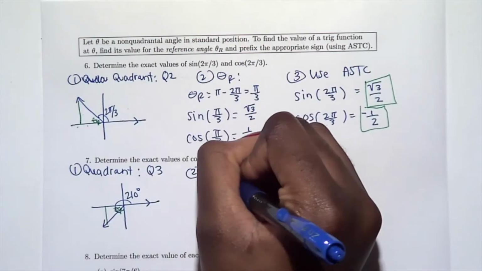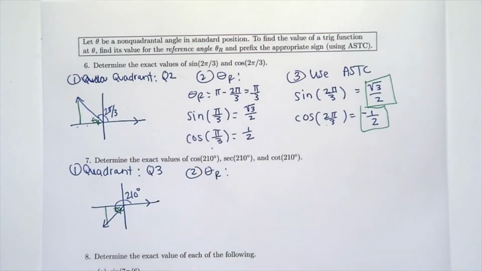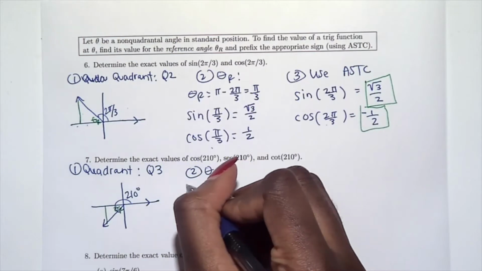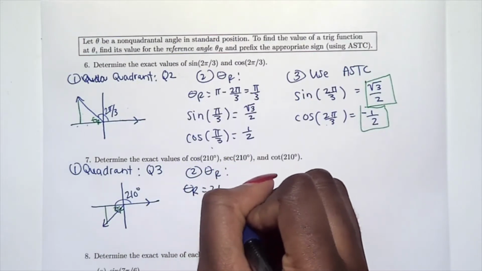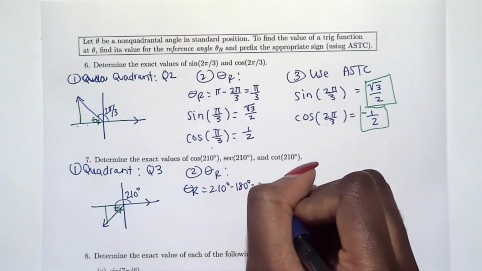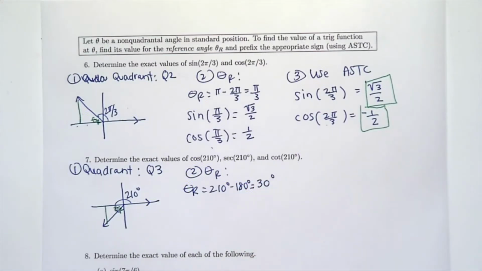So first we have to discover what's our reference angle. So what is the angle between 0 and 90 degrees that has the same size as this one? Okay, all right, so how do we figure it out? Well, we have to take the whole 210 and subtract the 180, and we get 30 degrees.